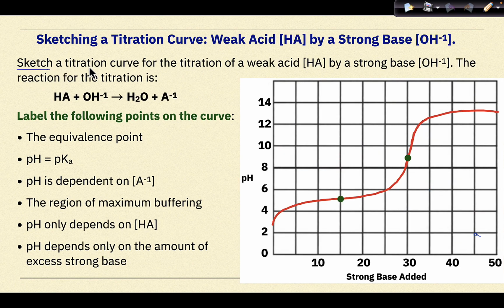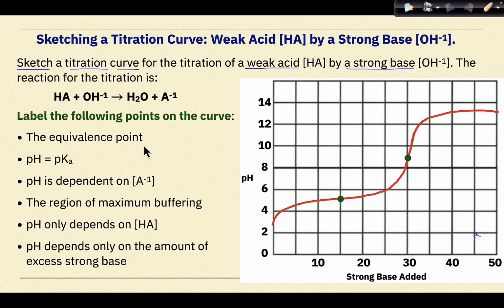Next, let's sketch a titration curve for the titration of a weak acid by a strong base. The reaction for the titration is HA + OH- yields H2O + A-. This is our curve for our weak acid. Draw it to the best of your ability. Then we're going to label the points on the curve.